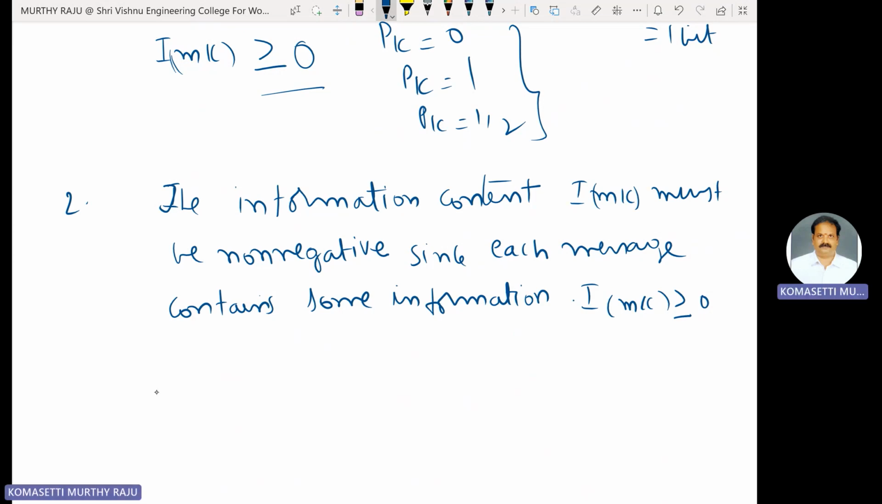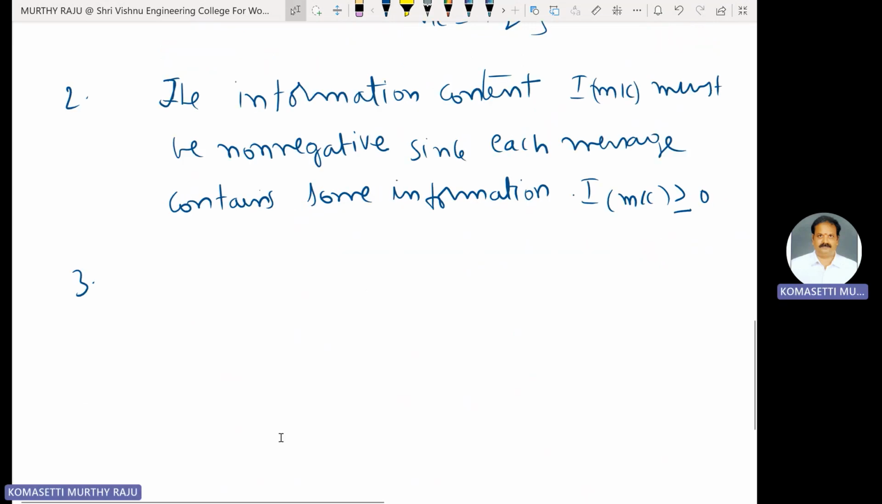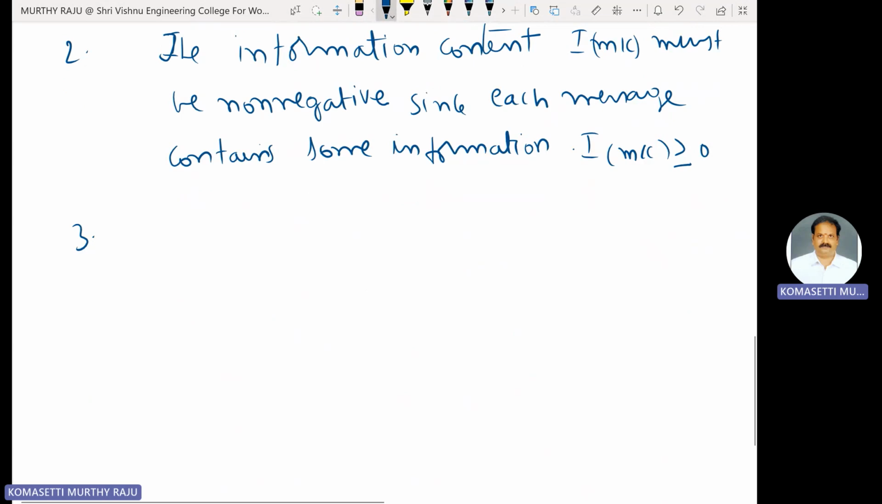Third one, from that information source emits the Q number of messages. Consider two messages Mk and Ml. The probability of occurrence of Mk is Pk. The probability of occurrence of Ml is Pl.